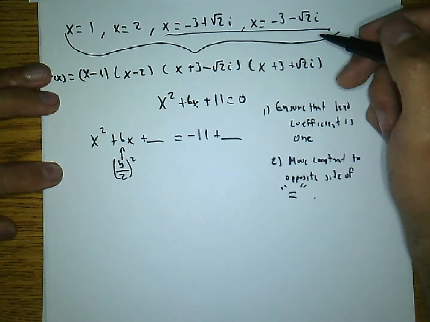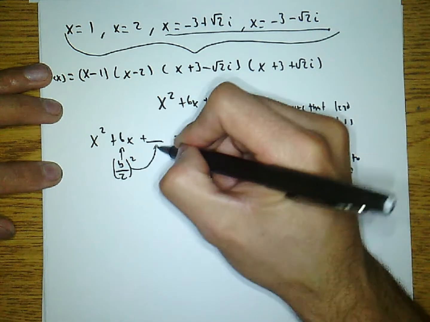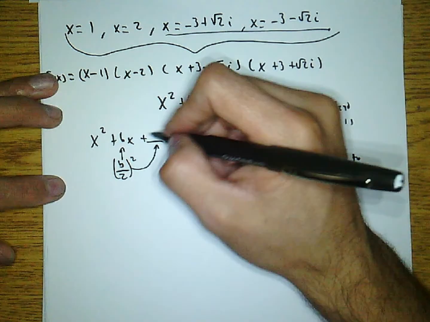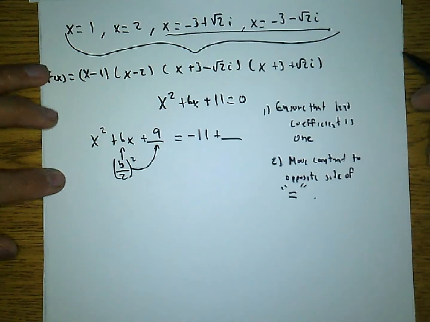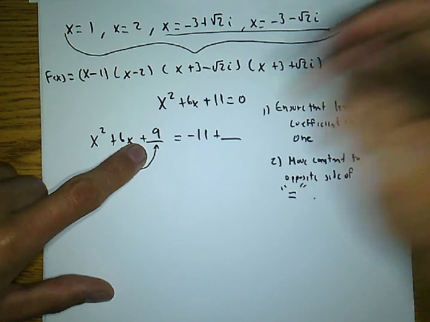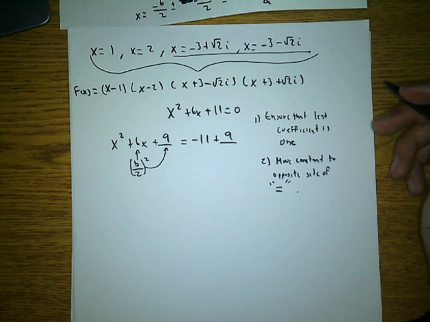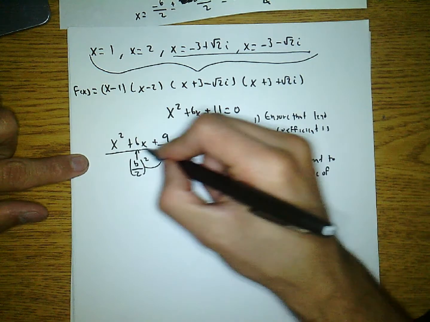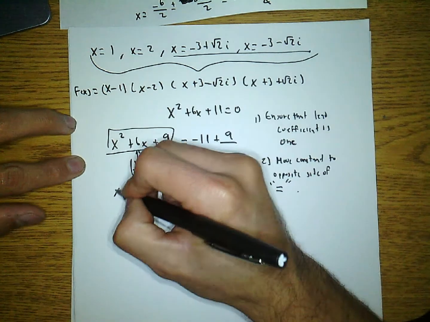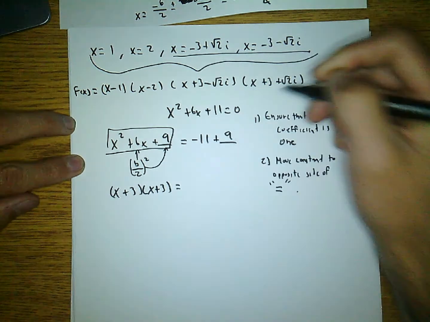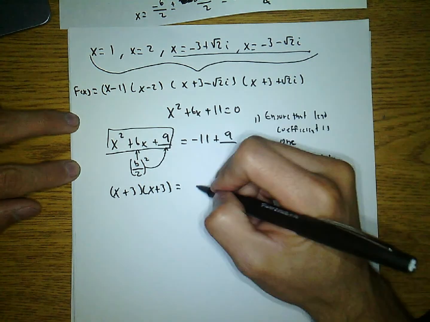Okay? And that's the number that you will put into this space. So if you take 6, you divide it by 2, that gives you 3, and you square, you put a 9. Well, think about it. If you're going to add a 9 to this side of the equation, you have to add a 9 to the other side of the equation to balance it out. Okay? So what that does is then you should then be able to factor this into x plus 3 times x plus 3. And on the right-hand side, you're going to have a negative 2.